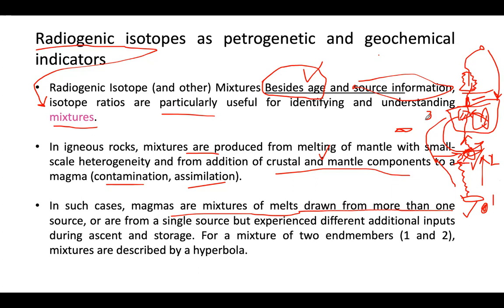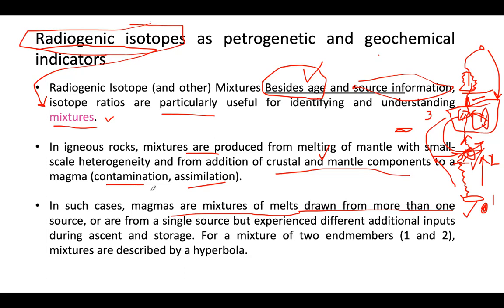Like this, we can resolve what has happened. It's what I called unmixing. So you can use unmixing for a mixture to understand whether it has been subjected to multiple geochemical changes. So it's possible to understand whether it's a two-component or three-component mixture, or even more than that. For that understanding also, we use the radiogenic isotopes in a lot of geochemical interpretations.